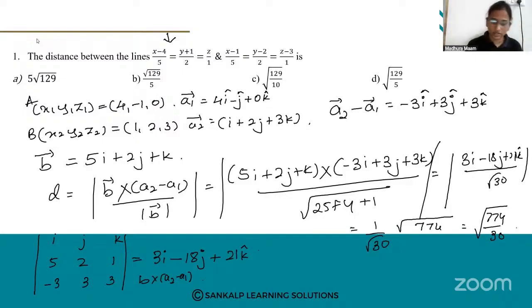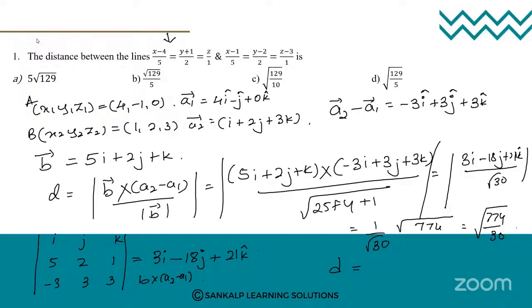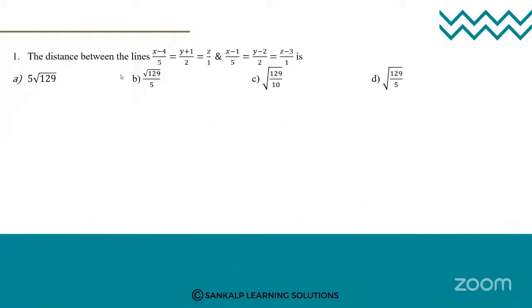So if we solve this, 774 by 30, it is not there in the options. We have to solve further. If I cancel, I get 129 by 5. This should be the final answer. That is option D, 129 by 5. You can do this by Cartesian form also.